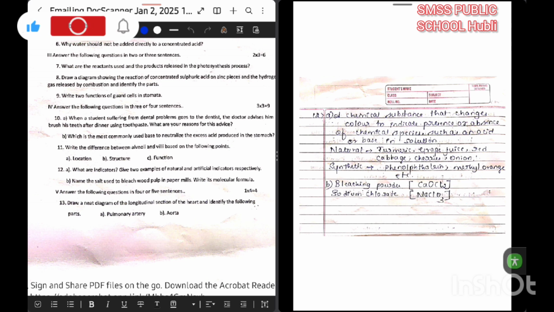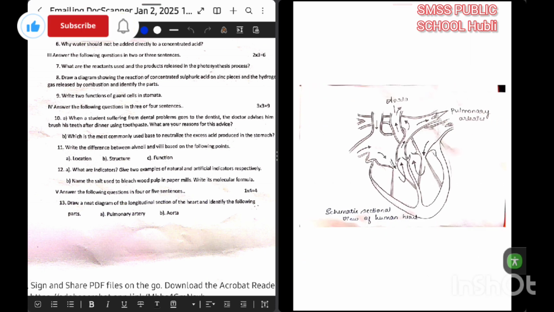So next question: draw a neat diagram of the longitudinal section of the heart and identify the following parts. They have given particular parts that you need to mention in this diagram, so draw a scientific, neat, labelled diagram, students. Here the aorta will be present in this part, and the pulmonary artery in this part. The pulmonary artery plays a vital role in carrying deoxygenated blood from the heart to the lungs, while the aorta carries oxygen-rich blood from the heart to the other parts of the body.